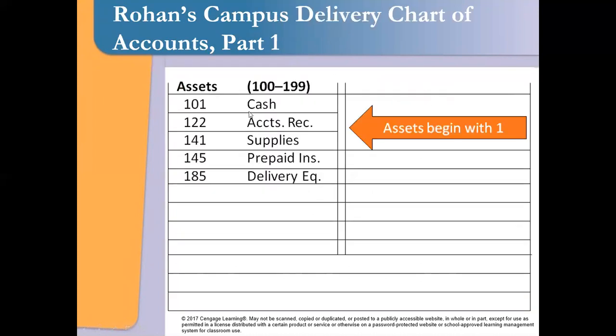So let's take a look. Notice here the assets, and this is typically how it works in most organizations. The assets usually have accounts that start with 1, and so you'll see here cash, accounts receivable, supplies, prepaid, delivery equipment, etc. All of these are our asset accounts, and so they start with a 1. So anytime we see an account that starts with a 1, we know it's some kind of asset. It's just a way for us to get the general idea of what type of account was affected in our transactions.